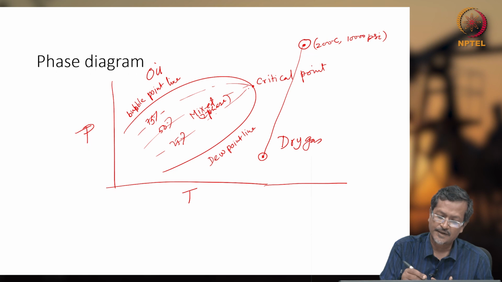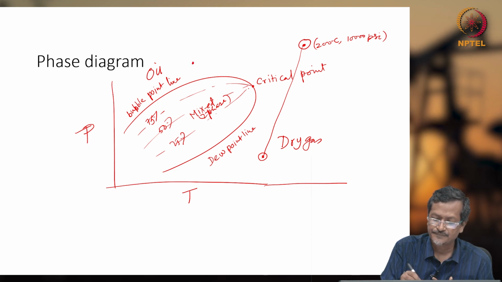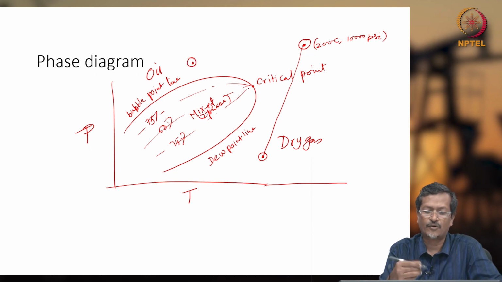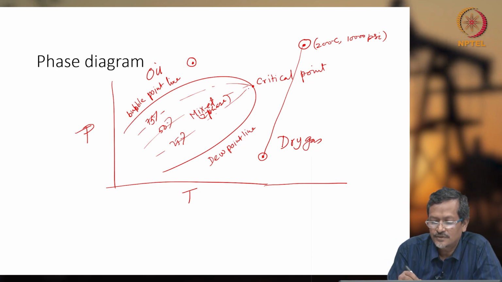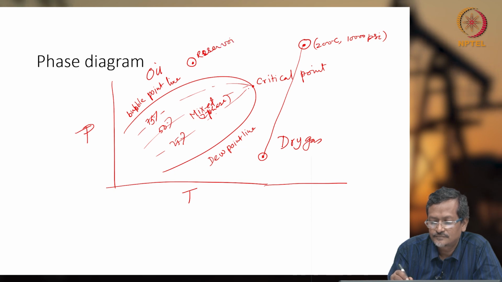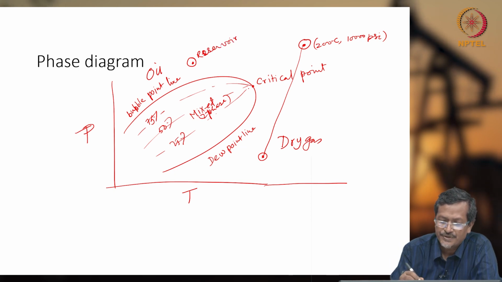But in a certain condition, let's say you have oil here, some wellbore is here, and oil, because this is the oil zone. So this is the reservoir, and at the same temperature you are reducing pressure.